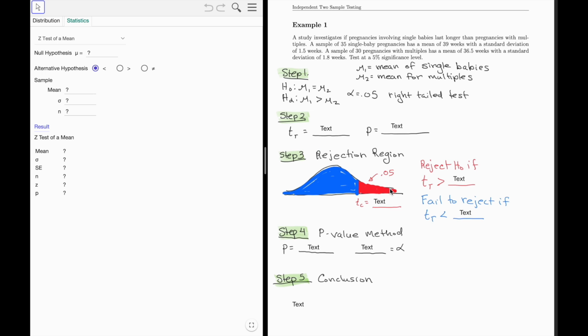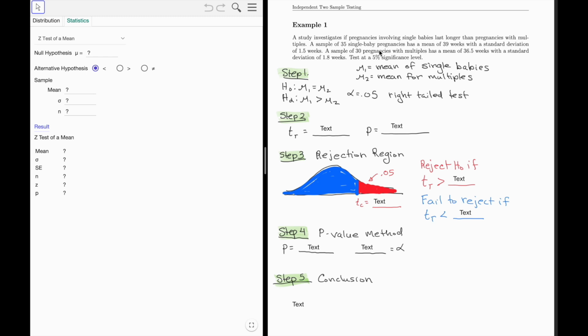In example 1, it says a study investigates if pregnancies involving single babies last longer than pregnancies with multiples. A sample of 35 single baby pregnancies has a mean of 39 weeks with a standard deviation of 1.5. And a sample of 30 pregnancies with multiples has a mean of 36.5 weeks and a standard deviation of 1.8. We're going to test this at a 5% significance level.